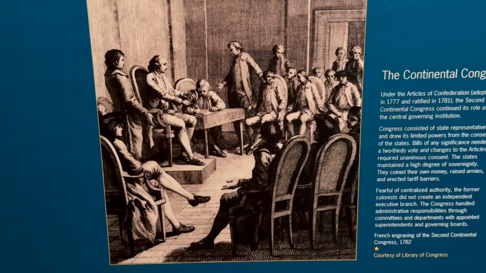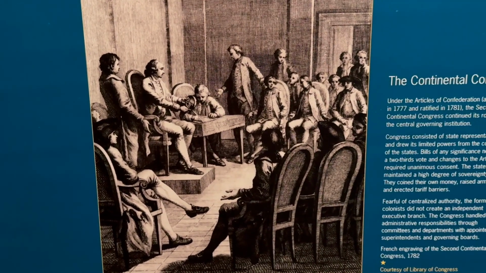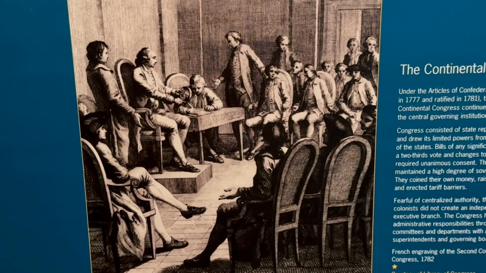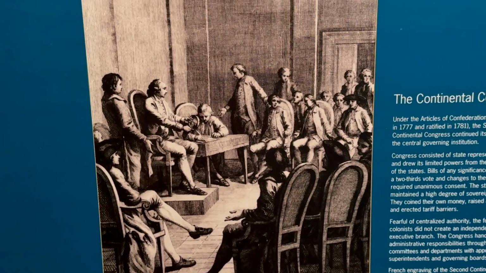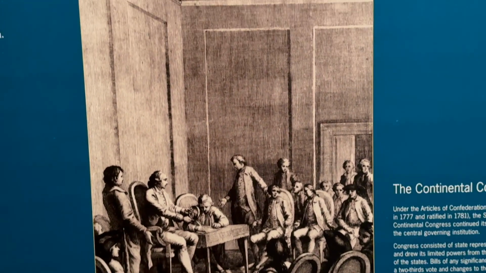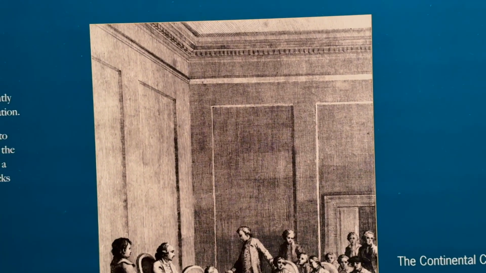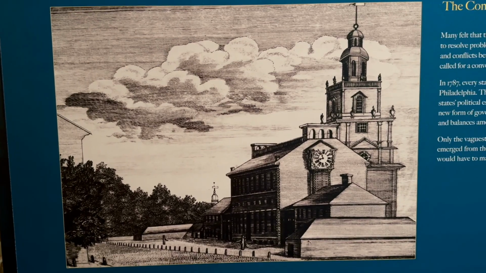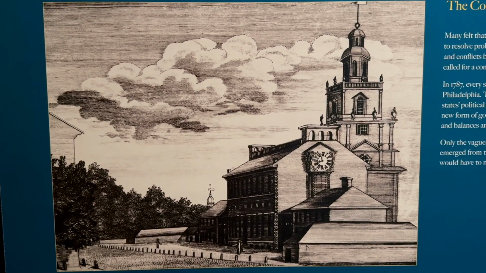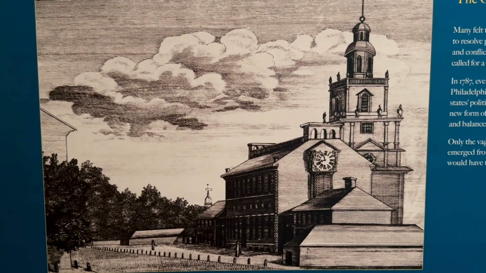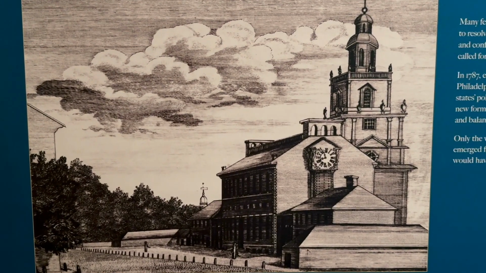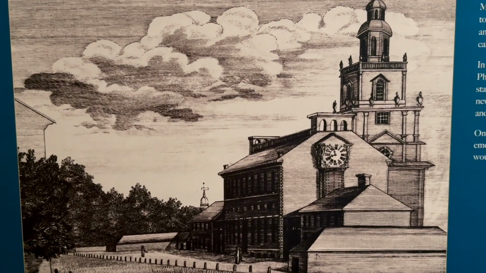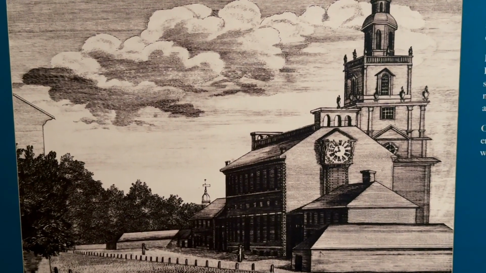The convention met at Independence Hall in Philadelphia from May 25th until September 17th. Fearing that the proceedings would spark public debate, the delegates stationed armed sentinels at the doors and held the sessions in secrecy. In the end, they created a new form of government with 3 branches and checks and balances among them. Only the vaguest notion of the American presidency emerged from the proceedings. Those who followed would have to make this new institution work.